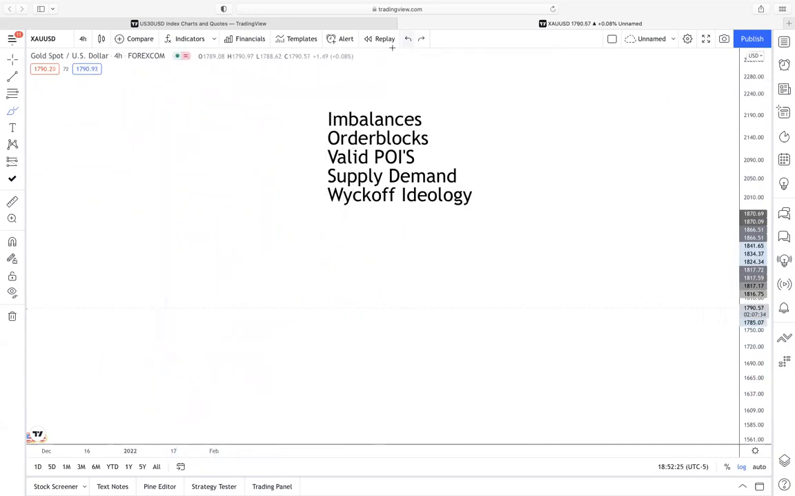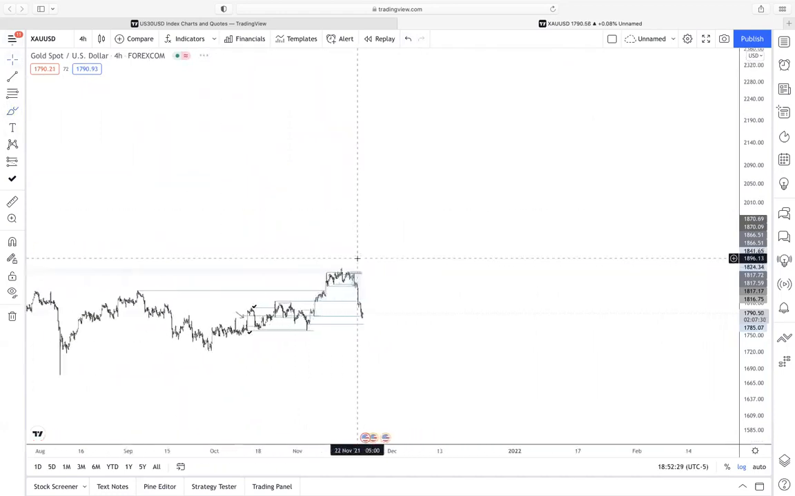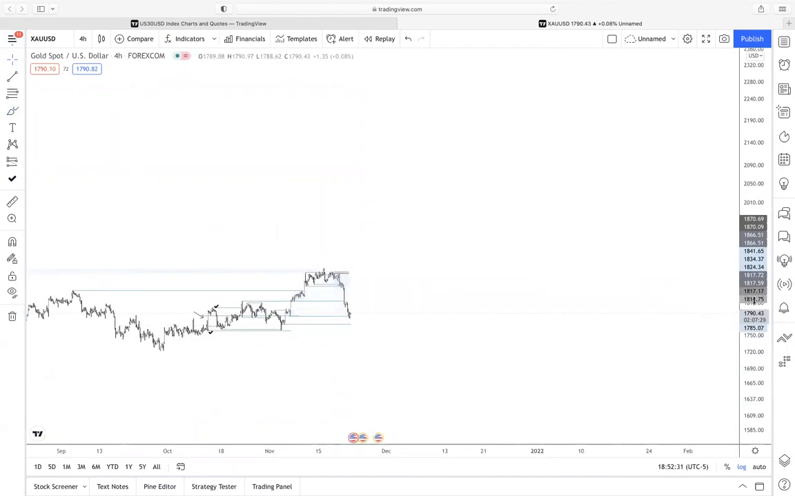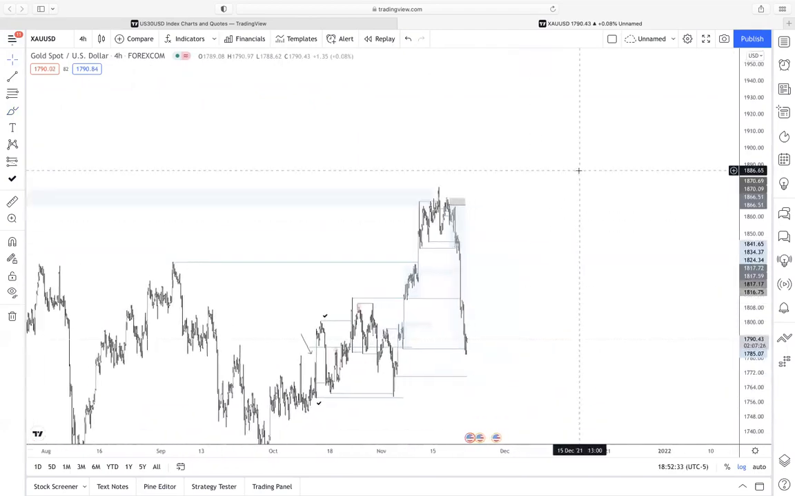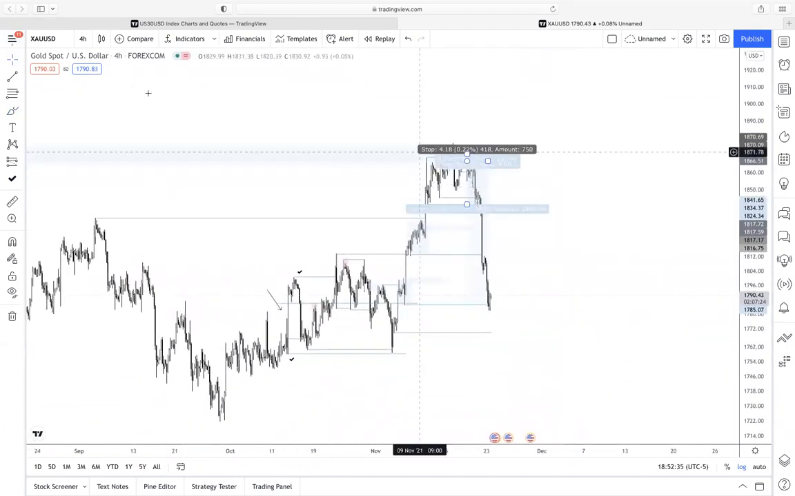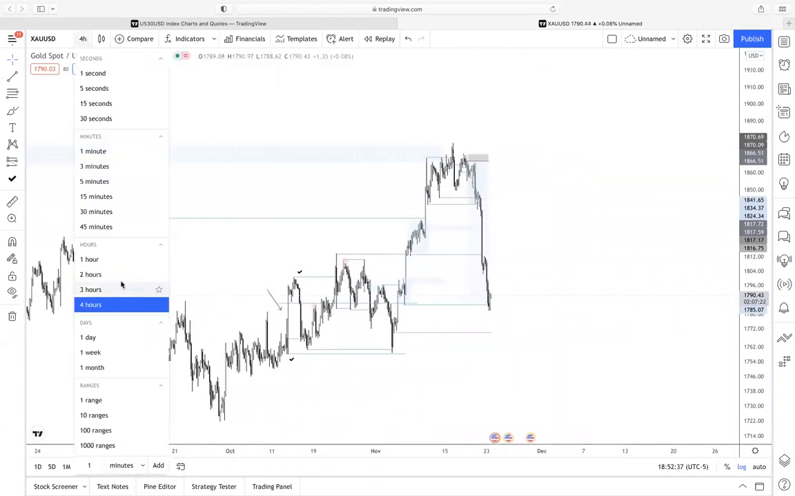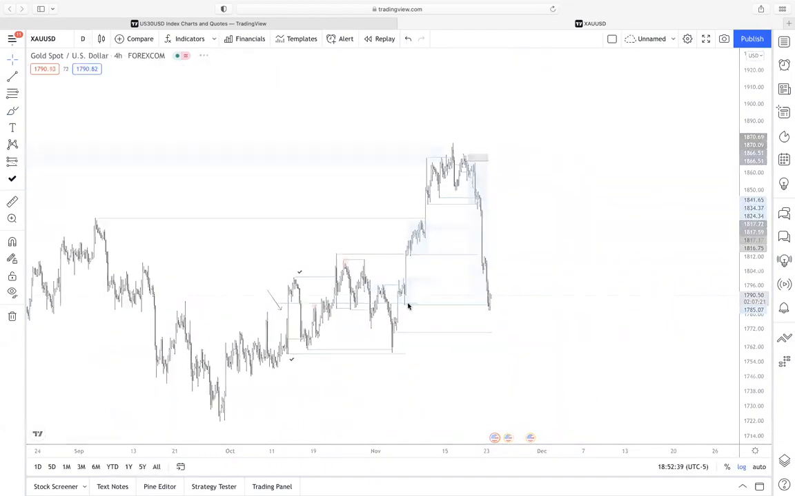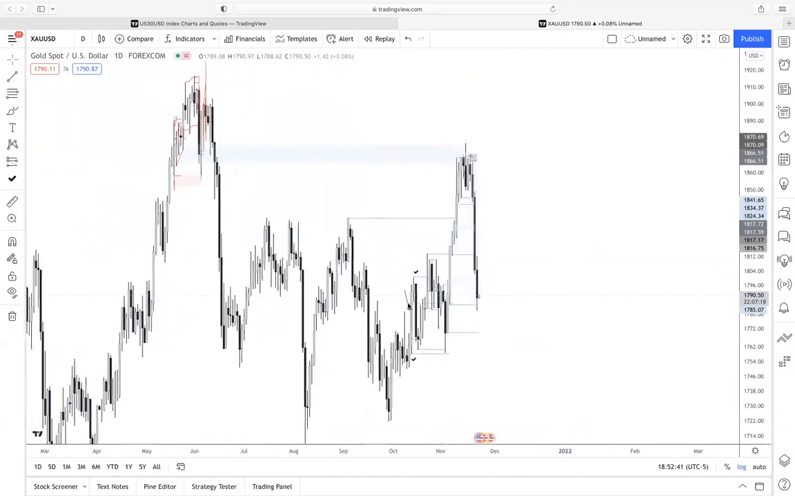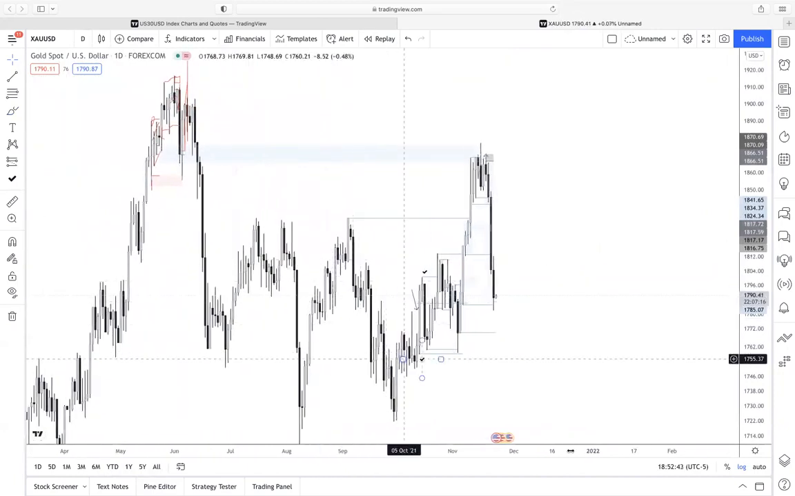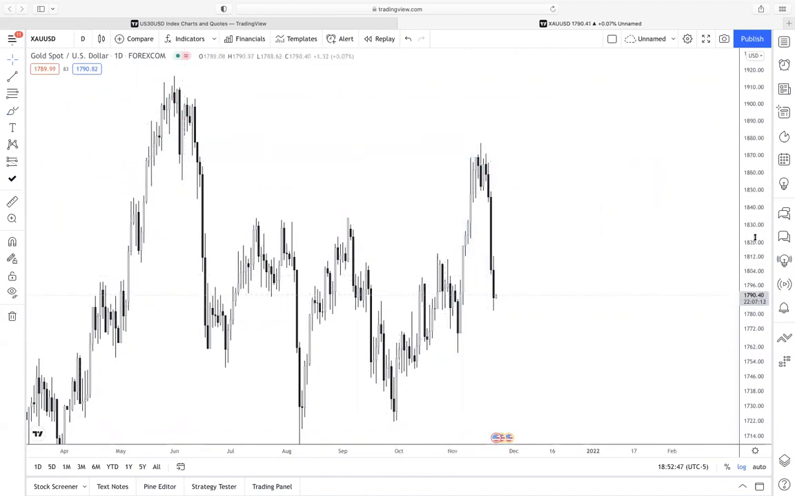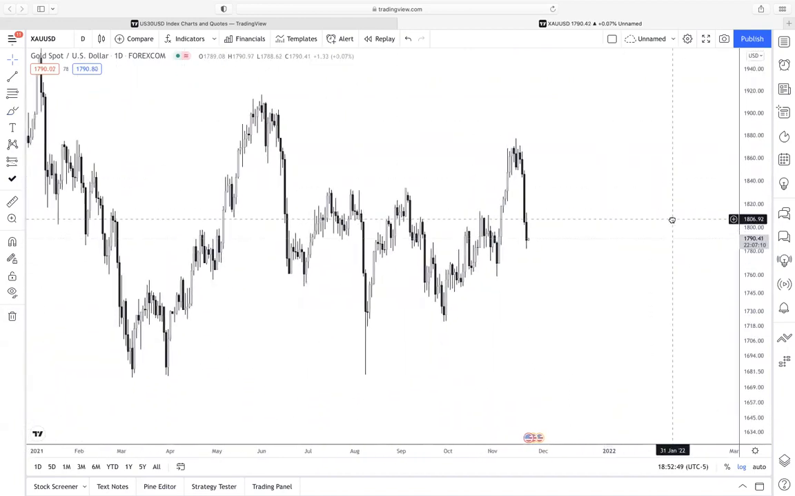So again, going into the charts with the last video that I did, we'll take a look at the gold and how we can take a look at imbalances, supply and demand, valid point of interest and filling imbalances in our order blocks. So again, just right off the bat, we'll actually go ahead and clear up this chart. So again, we start on our higher time frame.